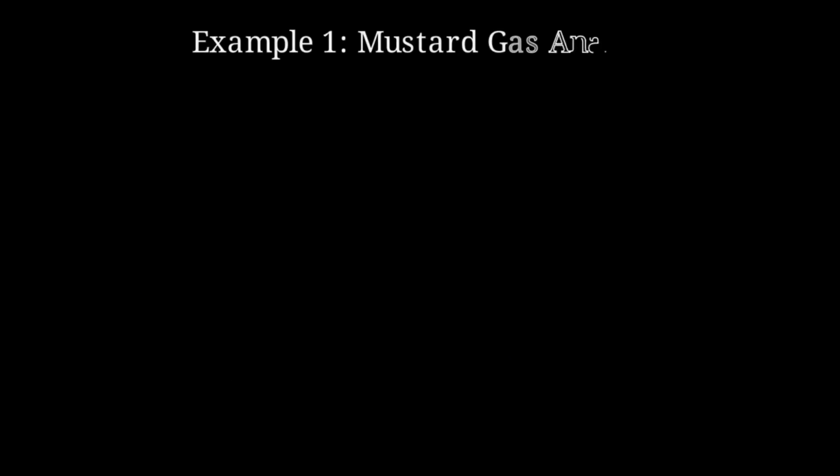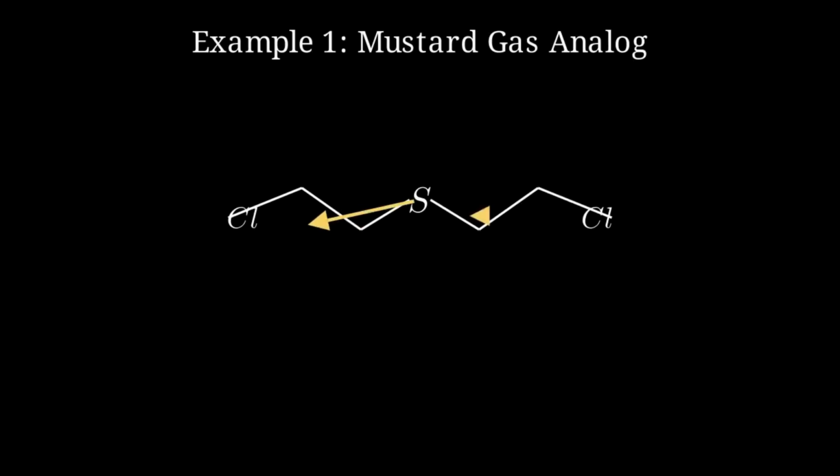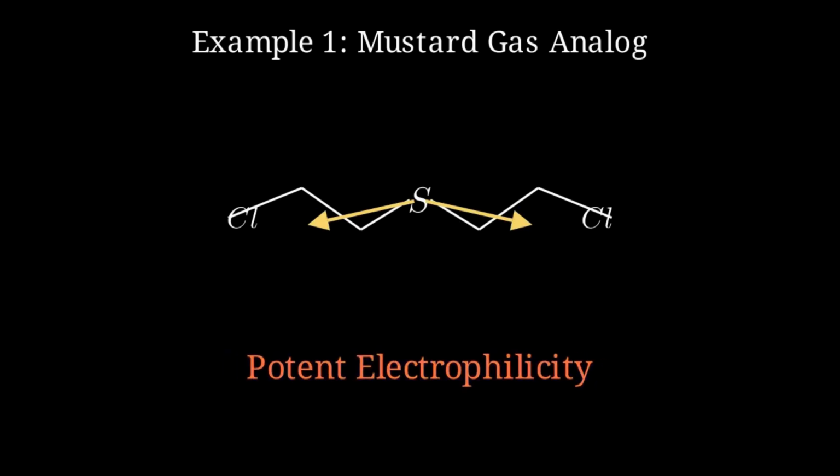Consider the sulfur mustard analog. The sulfur atom facilitates the release of chloride ions, creating highly reactive episulfonium intermediates. This high reactivity is why these compounds are so toxic. They rapidly alkylate biological molecules like DNA through this NGP mechanism.